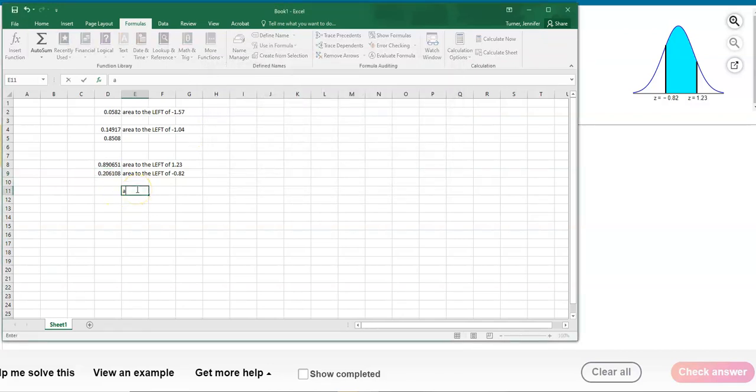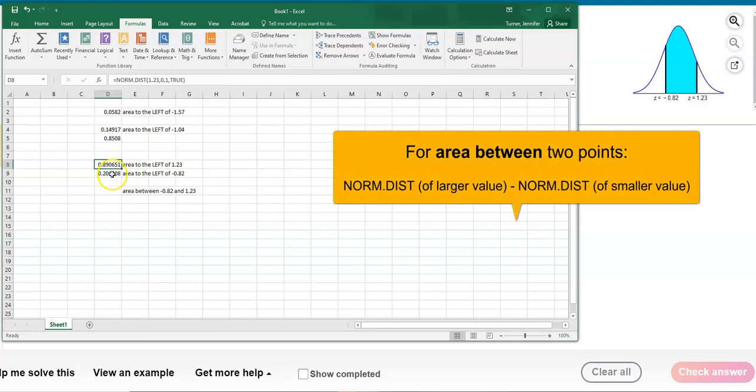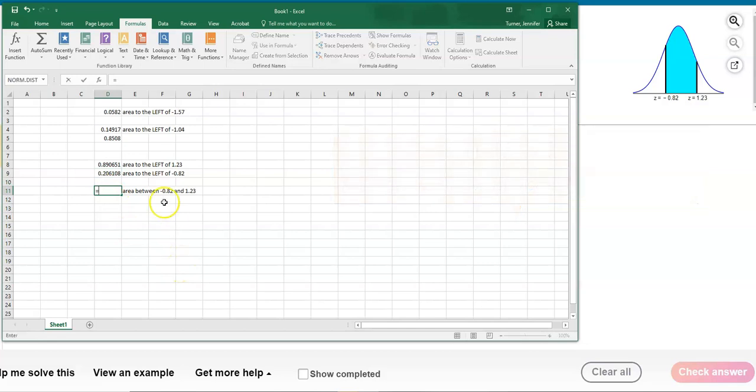And for the area between negative 0.82 and 1.23, we are basically going to take this bigger area and subtract off the smaller area. So we can do that by making a new function starting with an equal sign. We're going to take the bigger number, so we just click on that number to pull in the value in that cell, in cell D8, and we're going to subtract off the smaller number, like that, and just hit enter. So this is the area between negative 0.82 and positive 1.23.